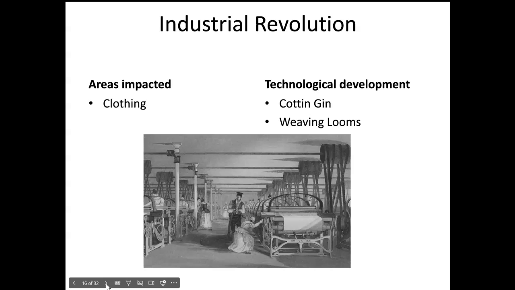And of course, with your weaving looms and the advent of the power loom, before, somebody was having to hand weave all of those threads and fabric. Now with the technological development of the weaving loom, it made us able to make those fabrics and textiles faster and quicker.